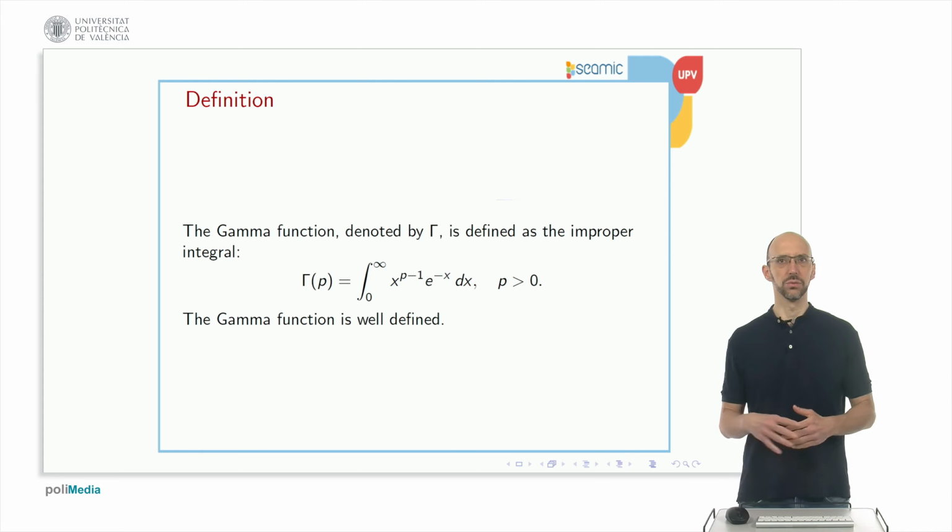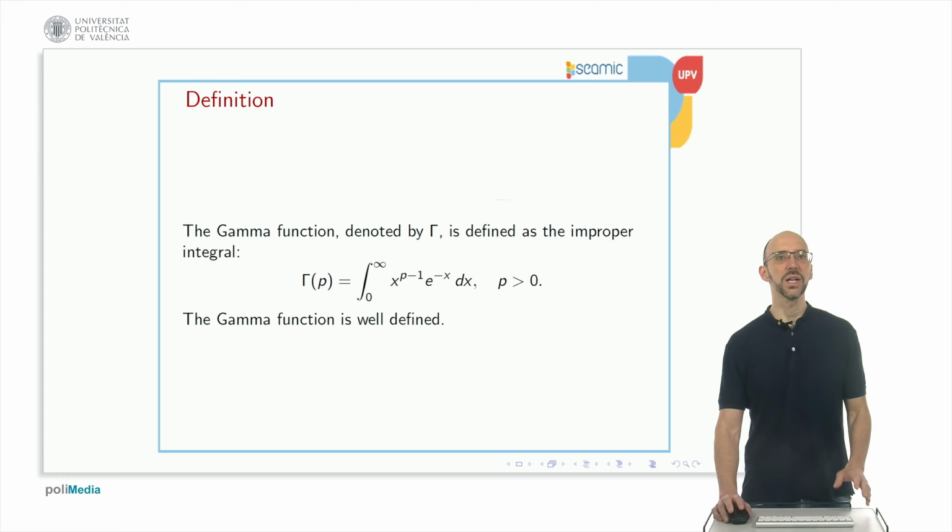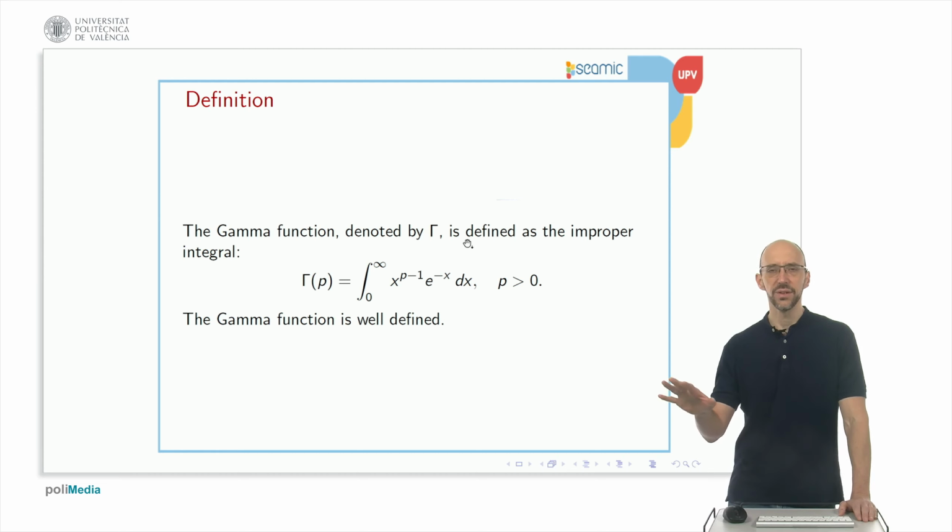I will try to introduce this idea more or less easily. The gamma function is an improper integral. So probably you are thinking, improper what? What are we talking about? An improper integral is a definite integral, but as you can see, there's something strange in this case. There are different types of improper integrals. We are going to focus now on the one we have on the screen.